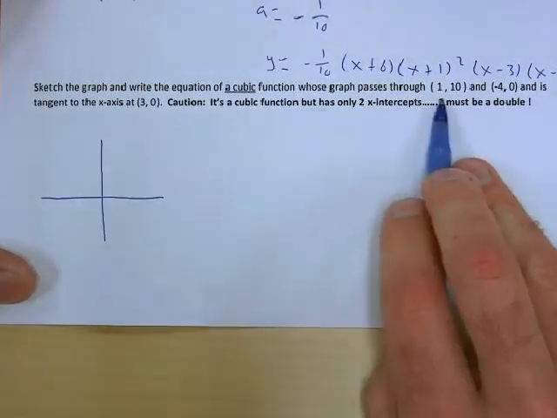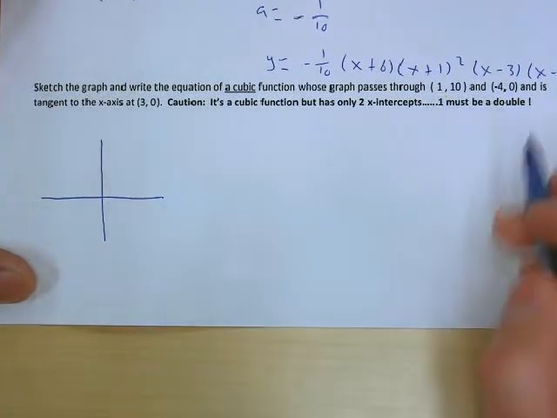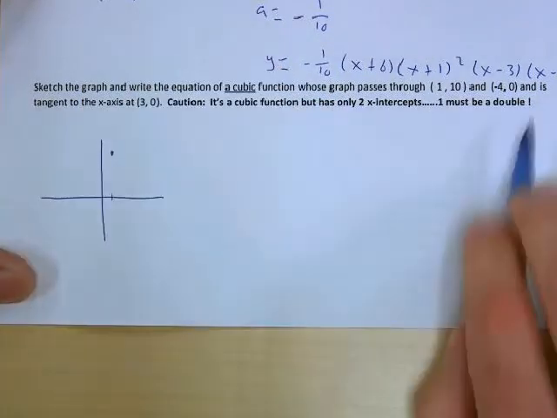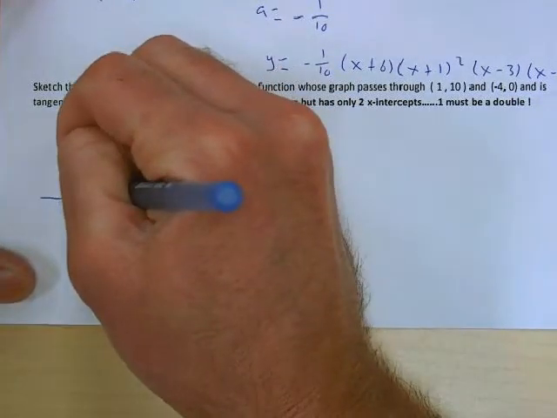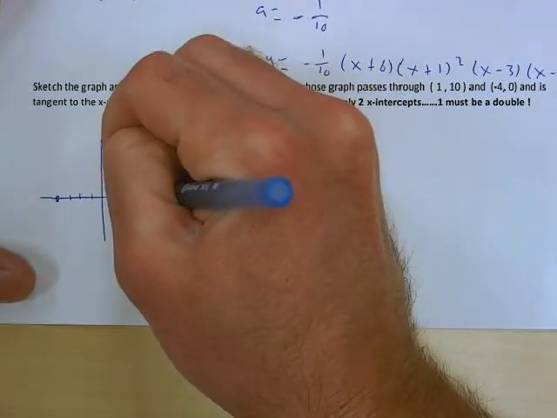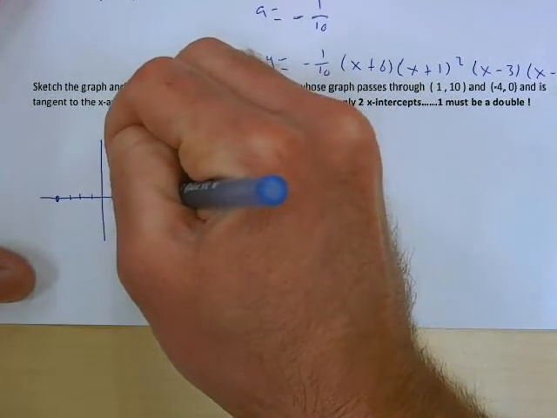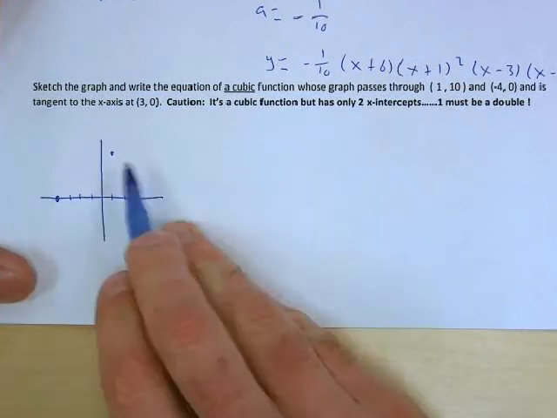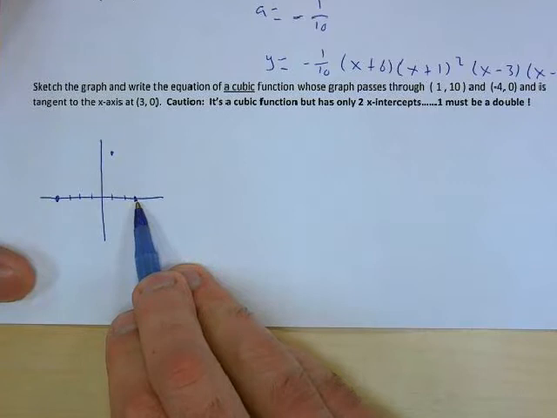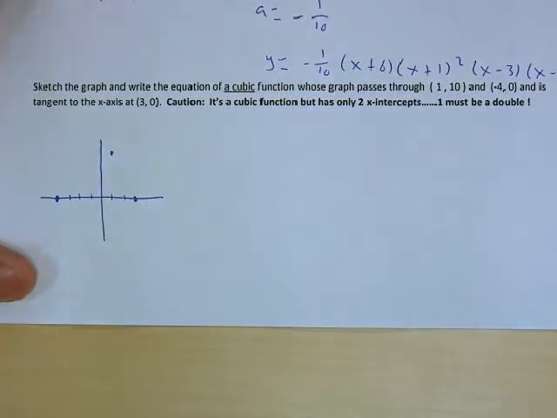All right, passes through at 1, 10. So 1, 10 is going to be somewhere up here. Negative 4, 0. Right there, and 3, 0. Okay, so it passes through this point, and is tangent here. Now, you hopefully remember from Math 2, tangent basically means it just touches it. So saying it's tangent to the x-axis is a fancy way of saying it bounces there.